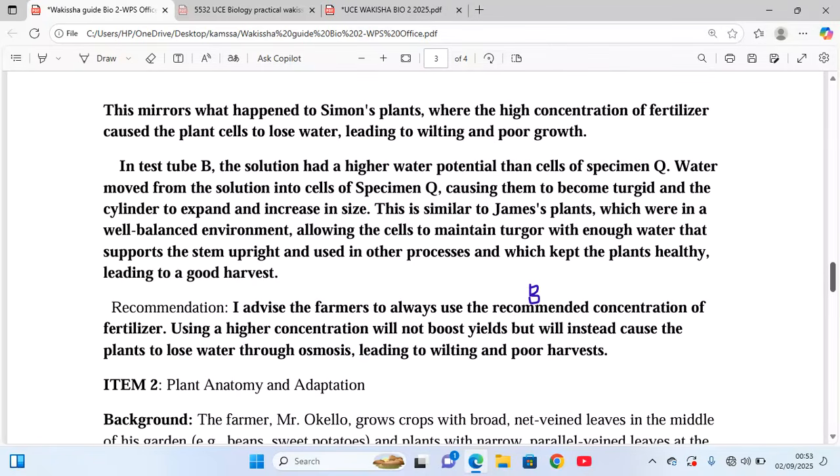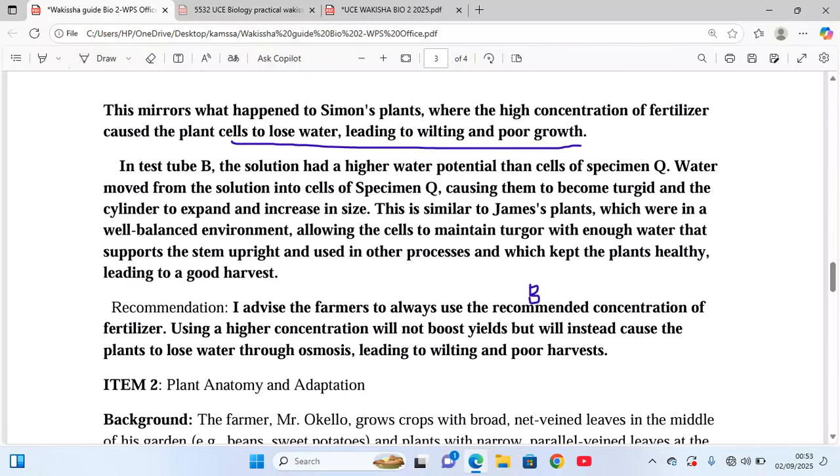This mirrors what happened to Simon's plants, where the high concentration of the fertilizer caused the plant cells to lose water, leading to wilting and poor growth. This is exactly what we have been talking about. Because the concentration of the fertilizer you have poured around these plants is high, there is less water in that fertilizer, then more water will be absorbed from the tissues of the plant themselves, and they shrink.